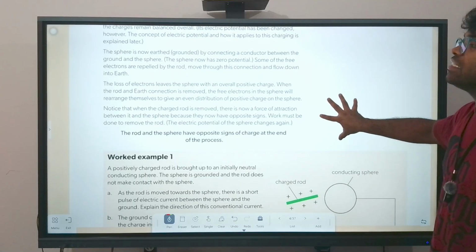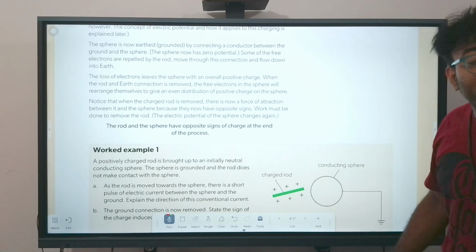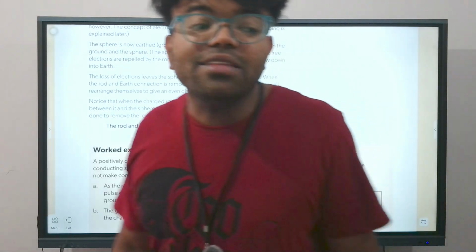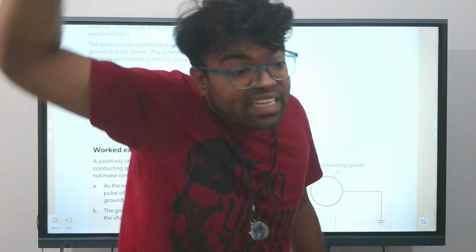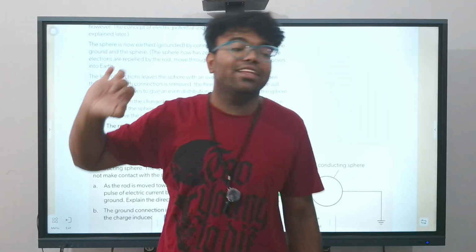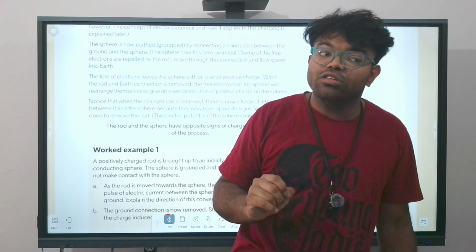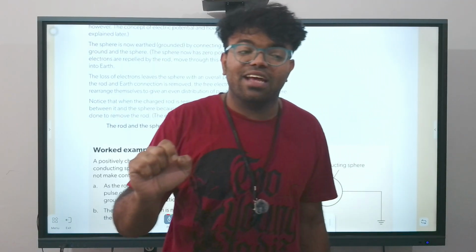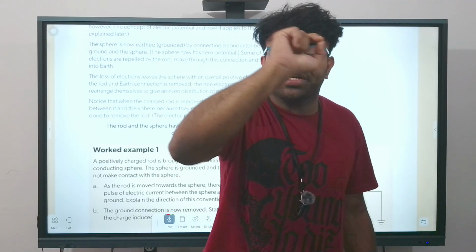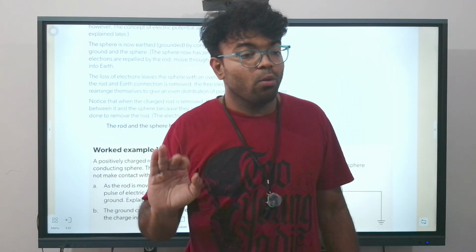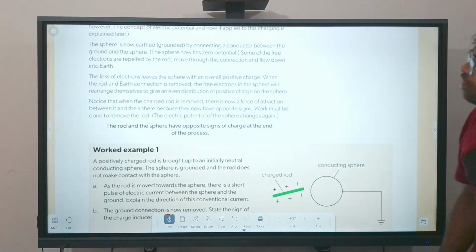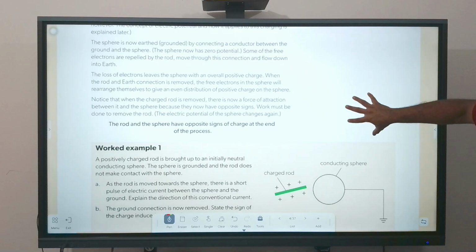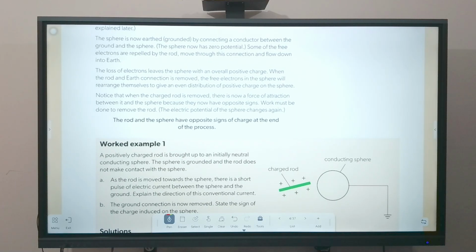Now, the sphere is now earthed. Earthed means what? What do we mean by earthed? It means we are physically connecting the object to the ground. How did we do this in the example? We did this by connecting the object with the earth, right? Now, the sphere is earthed by connecting a conductor between the ground and the sphere.